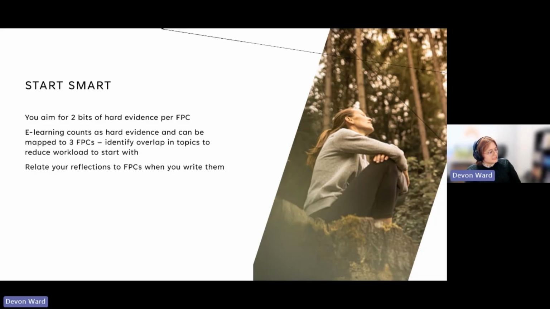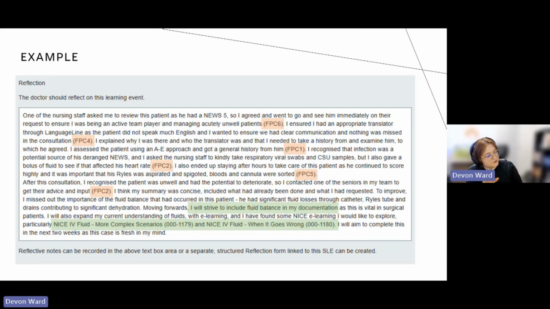I've also then added here, relate your reflections to FPCs when you write them. And I'll show you what I mean by that. When you are writing your reflection, this was for a CBD, I have then, in brackets after everything, put which FPC I think that relates to. For example, in my first sentence, I say, I did this immediately to ensure I was being an active team player, blah, blah, blah, brackets FPC 6, because FPC 6 is about team working with members of the multidisciplinary team.